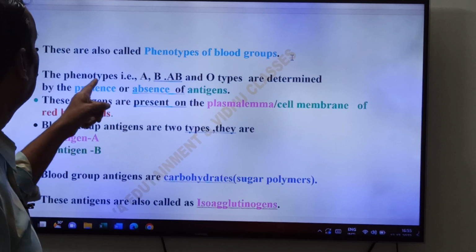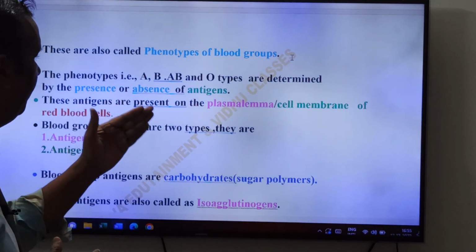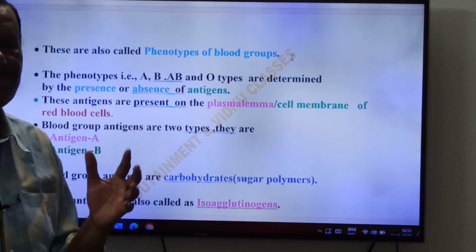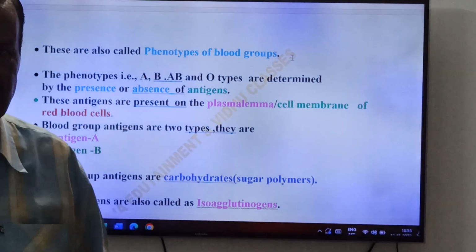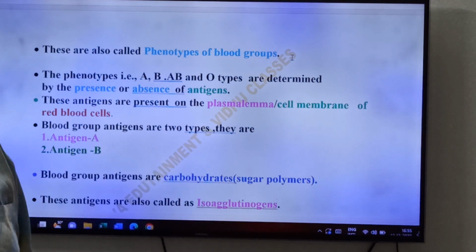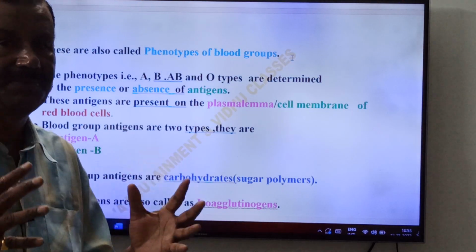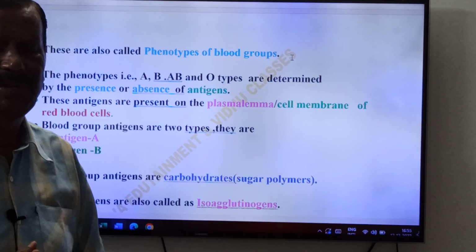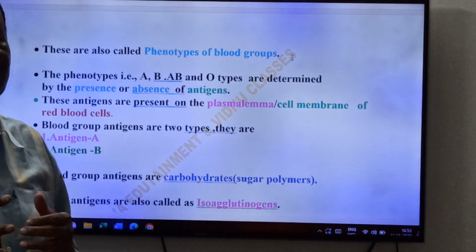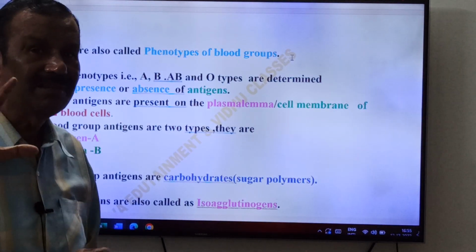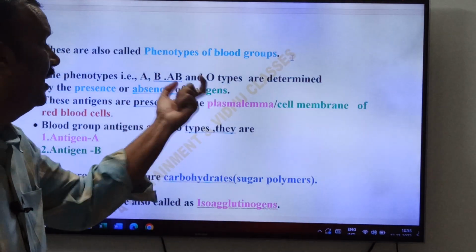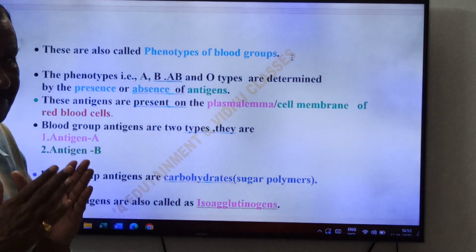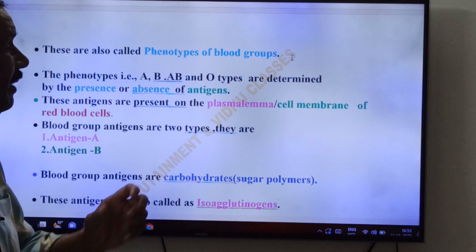Now friends, the phenotypes, that is A, B, AB and O types, are determined by the presence or absence of the antigens. How can we determine the phenotypes? For example, an individual has blood group A. How do you say that person has blood group A? That is on the basis of the antigens, the presence or absence of antigens. So on the basis of the antigens, we are determining the blood groups.